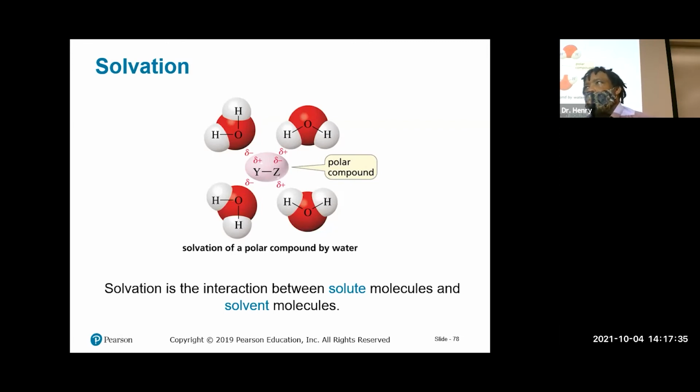Okay, so this is just basically showing you that. If this molecule is partially positive and partially negative, the partially negative oxygen is going to interact with the partially positive, and the partially positive hydrogen is going to interact with the partially negative of our compound or our molecule.